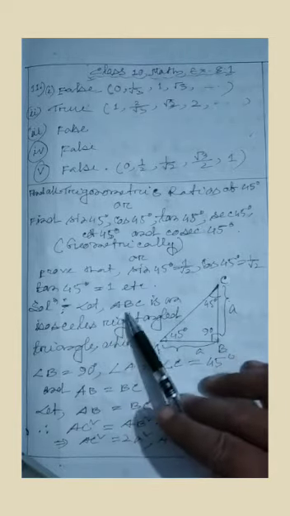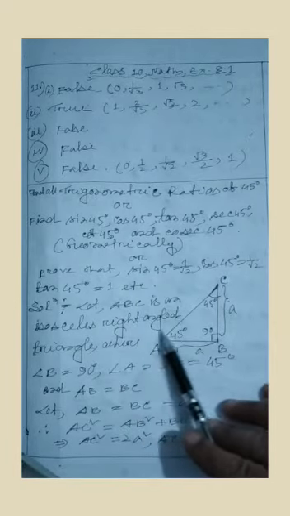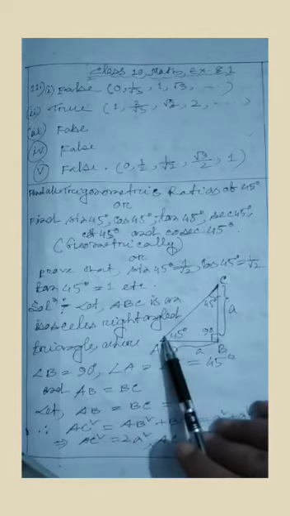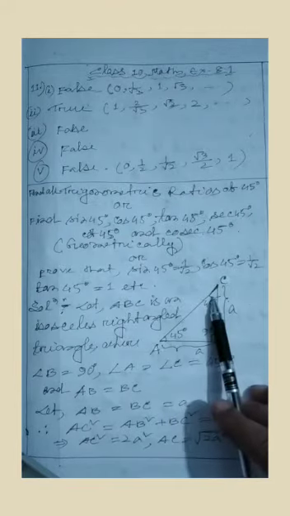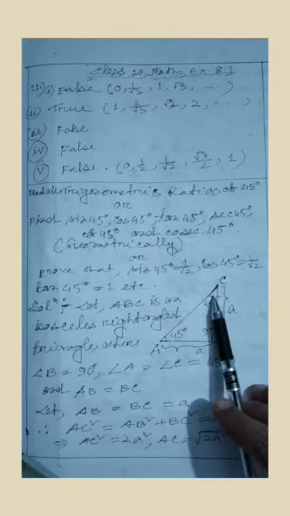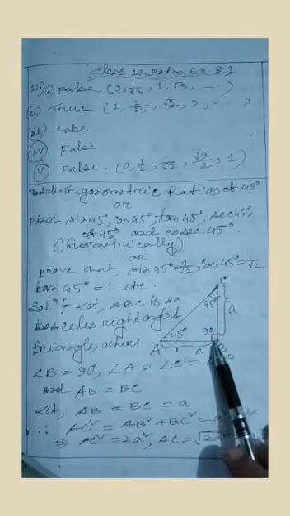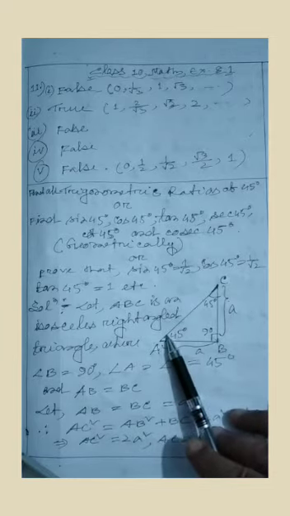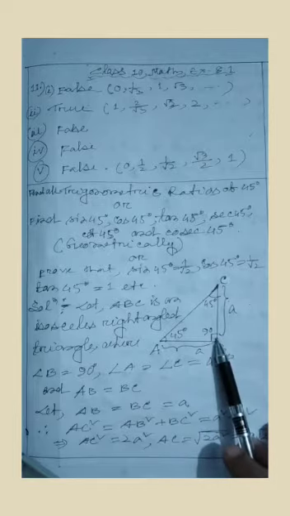Now see the solution. ABC is an isosceles right angle triangle, where angle A equals suppose 45 degree. If A equals 45 degree, then C is also 45 degree. How? One angle is 90 degree, and one acute angle is 45 degree, so the other acute angle will be 45 degree, because 45 plus 45 equal 90, and 90 plus 90 equal 180 degree.